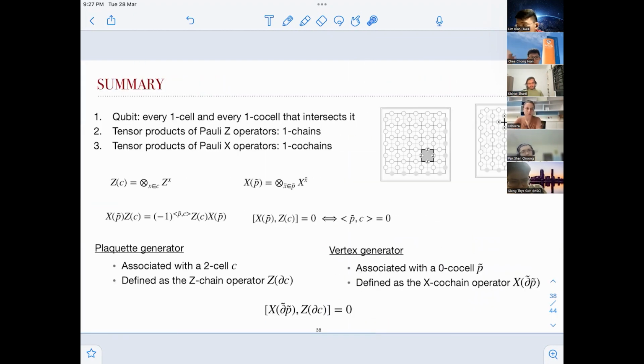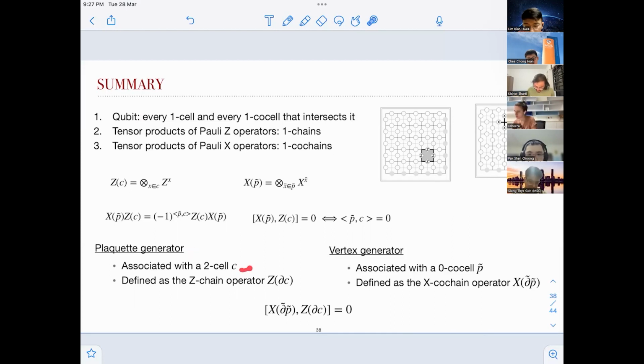Every qubit lives at the intersection of one cell and co-cell. Tensor products of Pauli Z operators are represented by 1-chains. Pauli X operators are represented by 1-cochains. So this is Z, this is X. This is how the X and Z commutation relation is described, and you can write it in terms of the inner product between the chains and co-chains, or cells and co-cells, you can say.